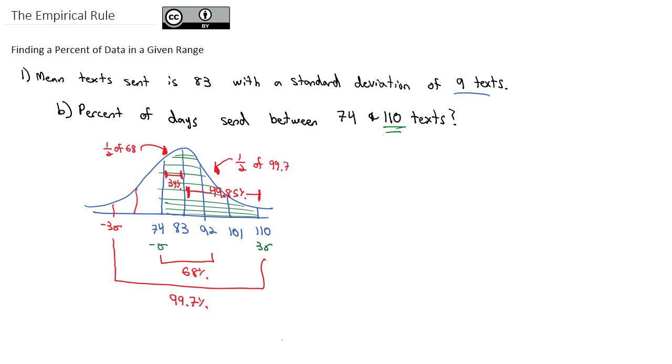And so if we combine the 34% and the 49.85% together, we end up with 83.85% of days sending between 74 and 110 text messages. That's how the empirical rule can help us visualize where our values are falling and what percent of our values fall within a certain range that we might be interested in.